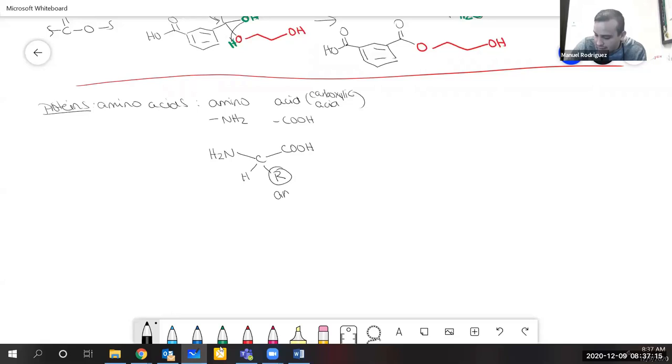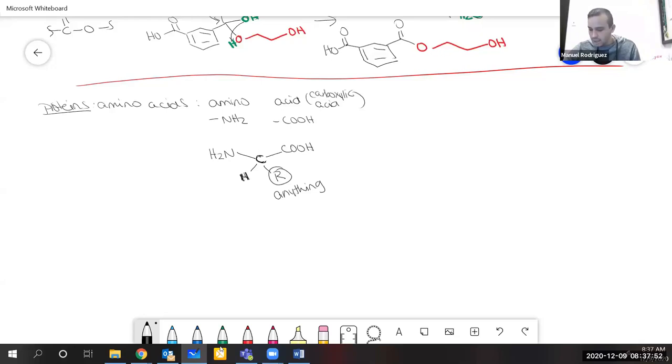In nature, we have 20 normal amino acids. There are some other random ones that some organisms make, but for humans, we use 20 amino acids. They all have this formula: an amino group attached to a carbon that is attached to a carboxylic acid, and that carbon is attached to one hydrogen and then a bunch of different things. If it's a hydrogen, you call it alanine. If it's a methyl, it's like glycine, and so on. There are different names. You don't need to know them. You just need to know that there are 20.